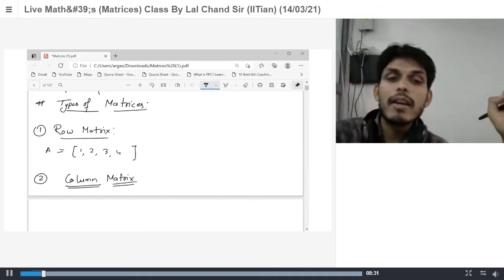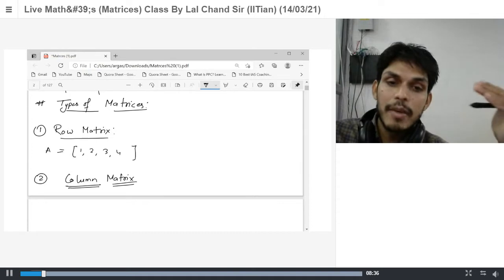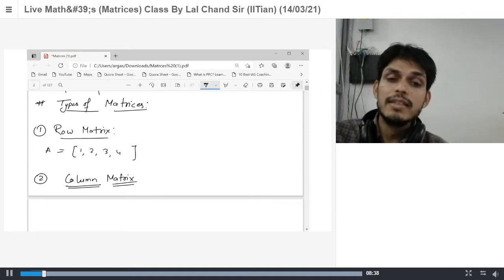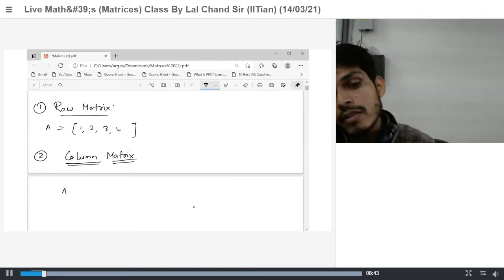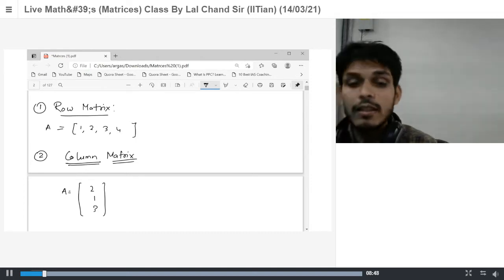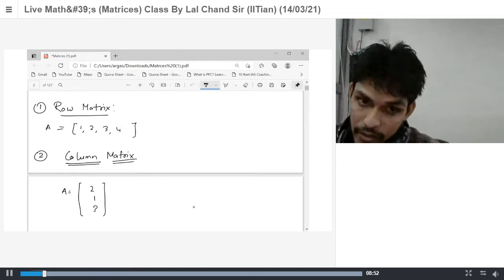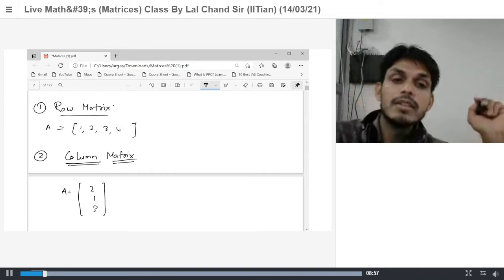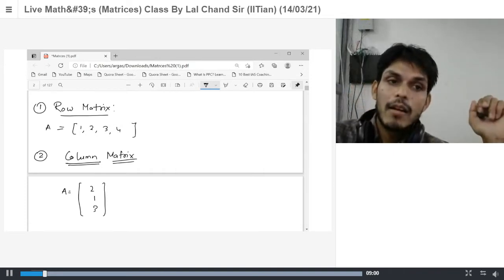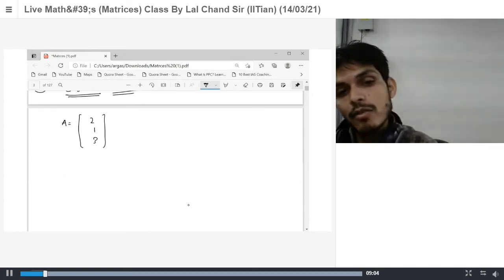So what do you mean by a column matrix? If we arrange all elements in a column, then the matrix is known as a column matrix. So for example, A equal to 1, 3, like this. Okay. Now, if I would like to write down the order of these two particular matrices, how is order defined? Let us first discuss the order of a matrix.